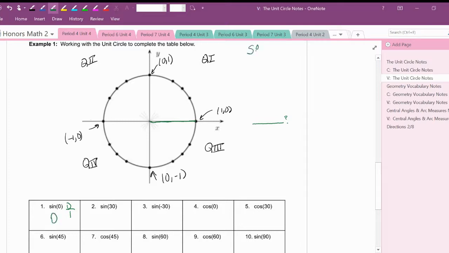Let's maybe write our SOHCAHTOA on top here as well. All right, we'll do our next angle. Let's do our 30-degree angle.